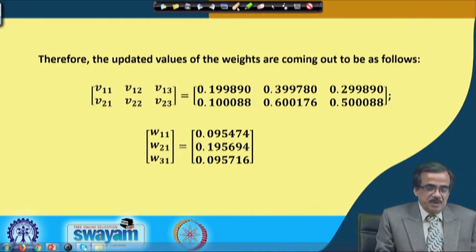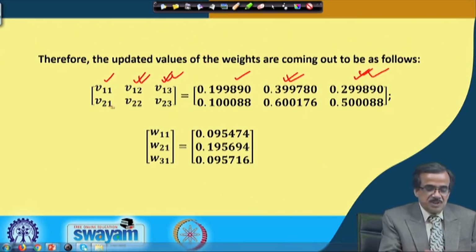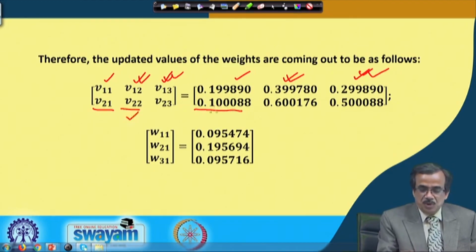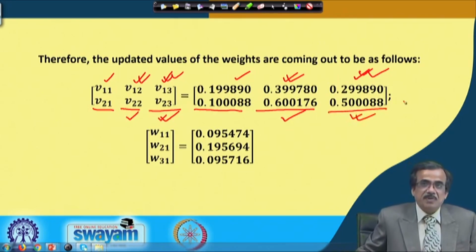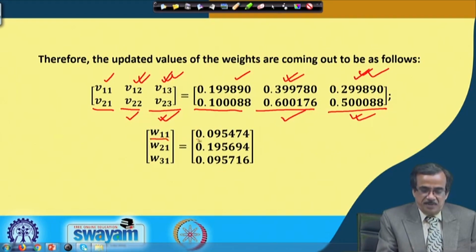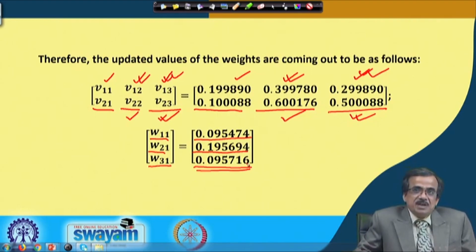Now, if you see the updated values, the updated value for V11 will become 0.199890. Similarly, the updated value for V12 is this, V13 is this, then the updated value of V21 is this, V22 is this, and V23 is something like this. I can also find out the updated values for W: for W11 the updated value will be something like this, for W21 something like this, and for W31 something like this.